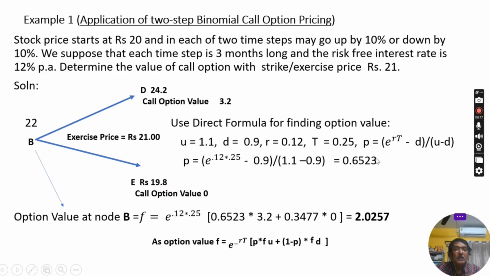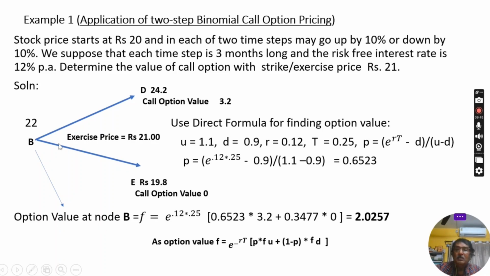Okay, now with the help of this, I have to find out the option value at this point B. How will we find this out? This is the formula for the single step binomial option pricing model to find the option value, which I have already discussed in my previous video. If you apply this formula, then you will get the option value that I have done here.